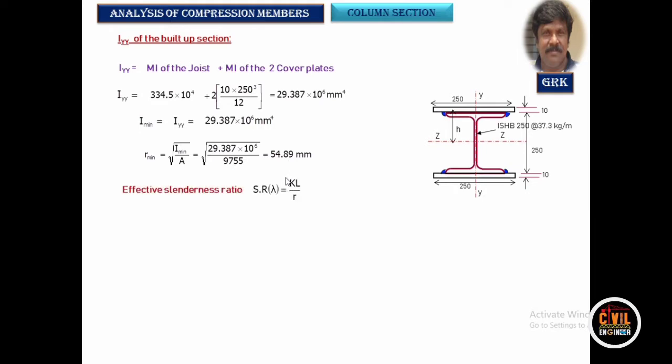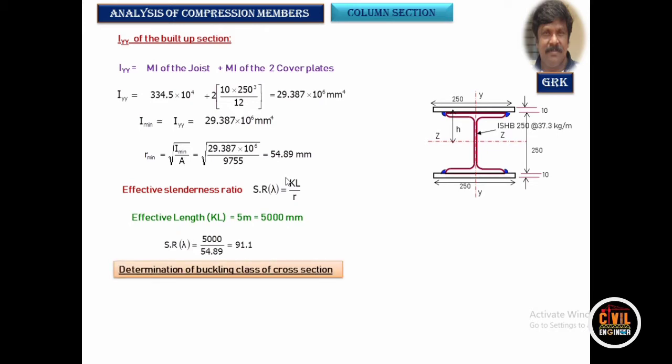Now we'll go with the end condition of the column for the length. If it is given as a slenderness ratio, we'll calculate; it is given as KL by r. The effective length is directly given as 5 meters. Find out the value of the slenderness ratio, lambda.